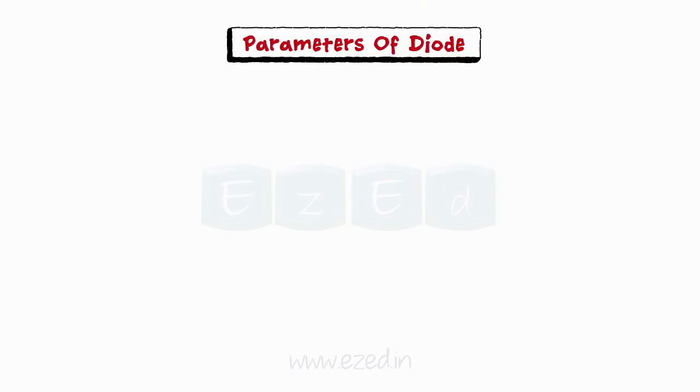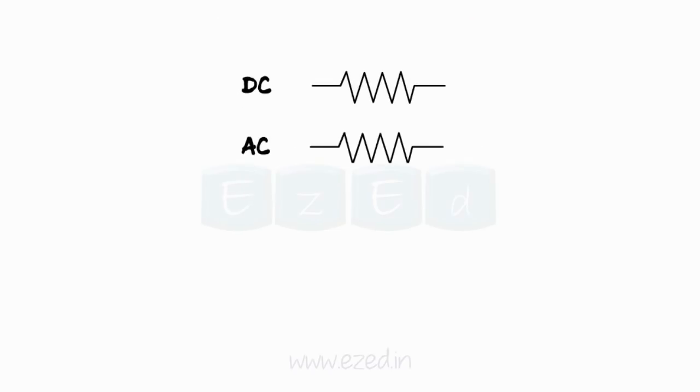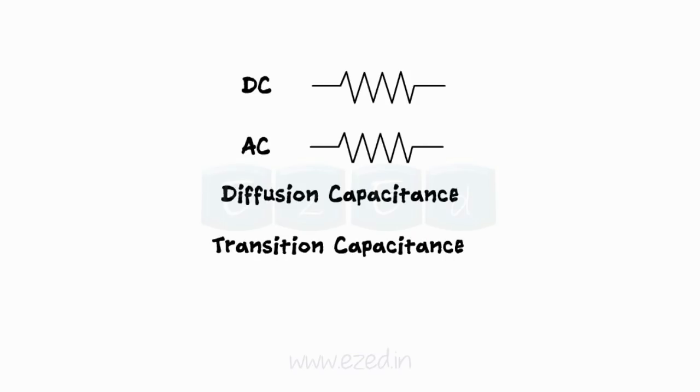There are many types of diodes available in the market which look identical but differ in their performance parameters. So how do we select the best type of diode suitable for use? We select them according to their specifications like DC resistance, AC resistance, diffusion capacitance, and transition capacitance, etc. Let's see what these parameters are.